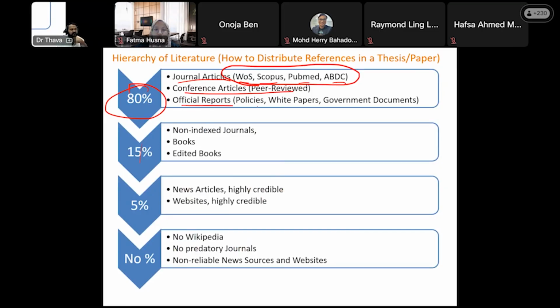Official reports are definitely good. Policies, white papers, government documents are good. Valid government documents. Only 15% should come from non-indexed journals, books, edited books. Then about 5% comes from news articles and websites that are highly credible.